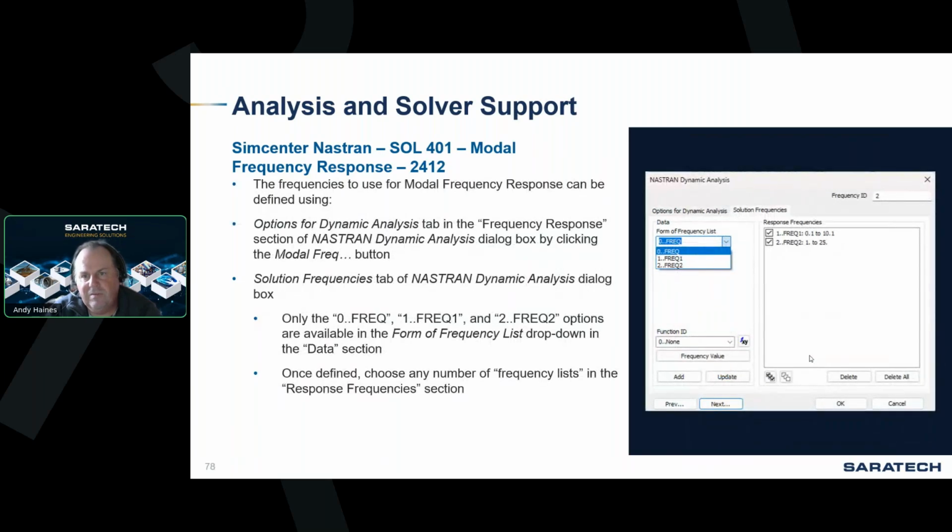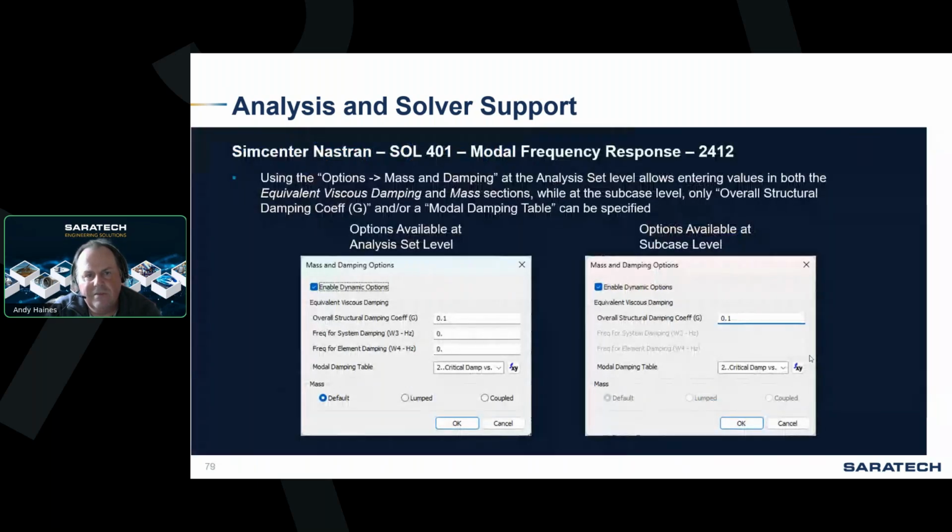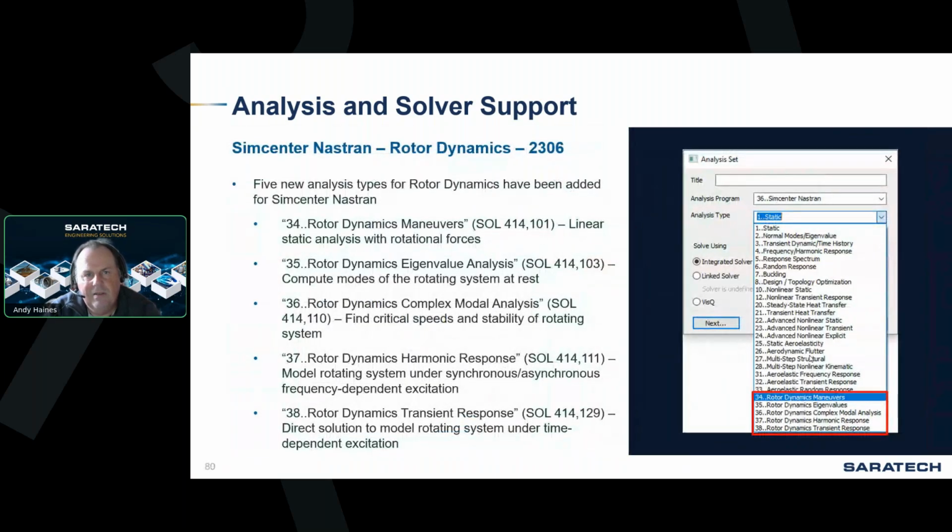You can also specify solution frequencies. For some reason, they only added freq 1 and freq 2. I don't know what happened to freq 3 and freq 4, but maybe they're coming soon. That was added for 2412. And then the ability to enter mass and damping information is, again, all in there.